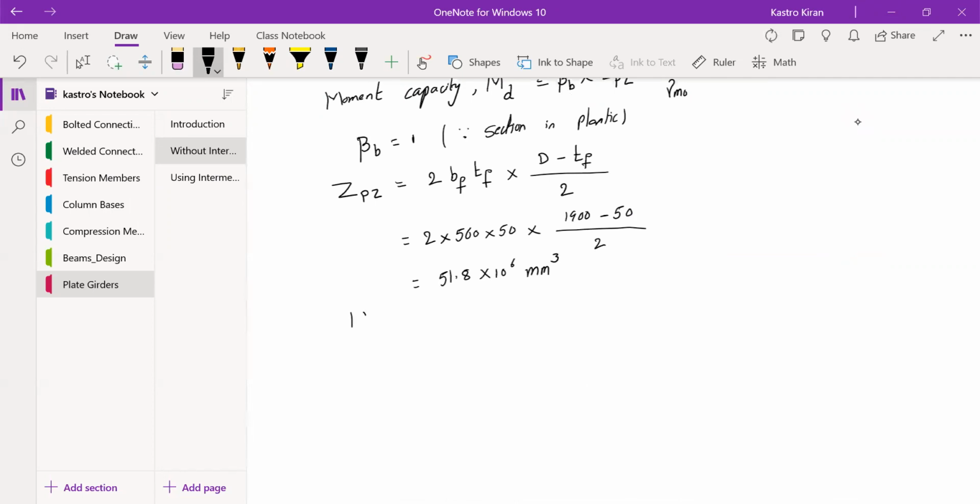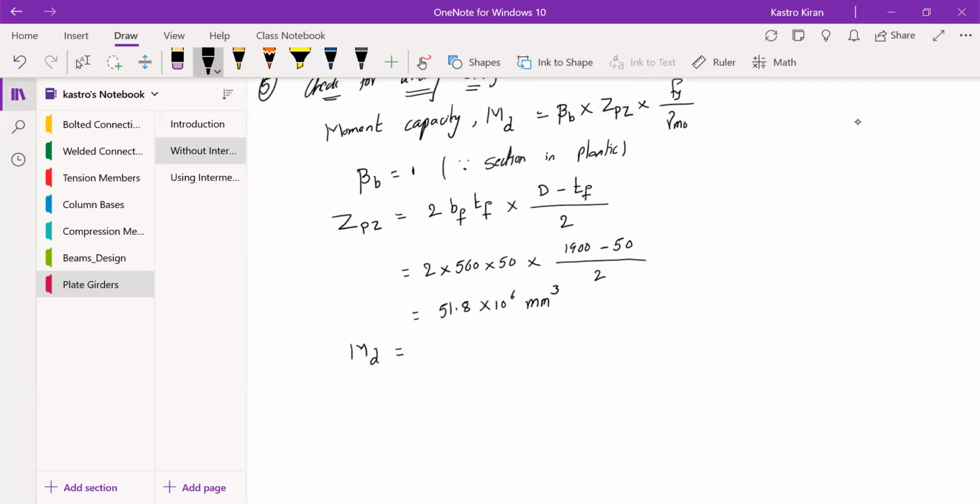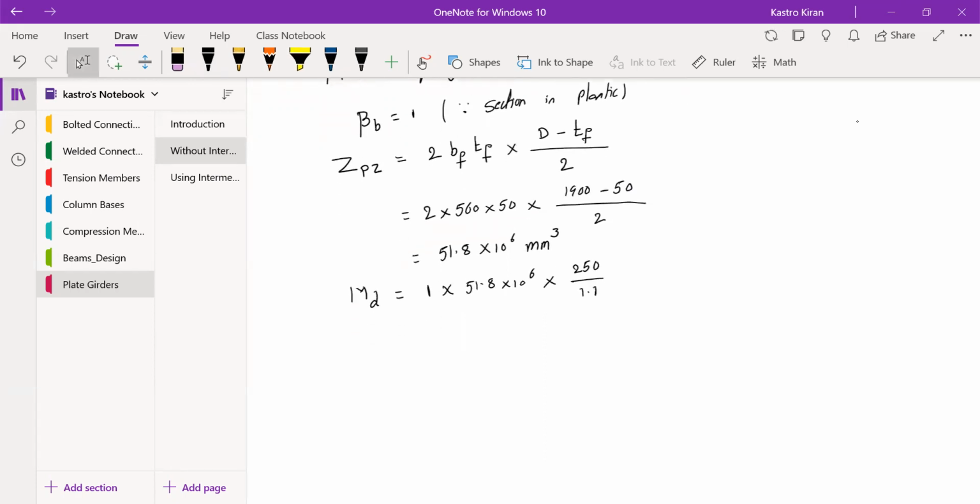Now by using this value, you can find out the value of MD, that is the moment capacity. You know the moment capacity formula: beta B, which is 1, and ZPZ value is 51.8 into 10 power 6, into Fy value is 250, and gamma m0 value is 1.1. By using this, you can find out the moment capacity, which will be 11772.7 kilonewton meter.